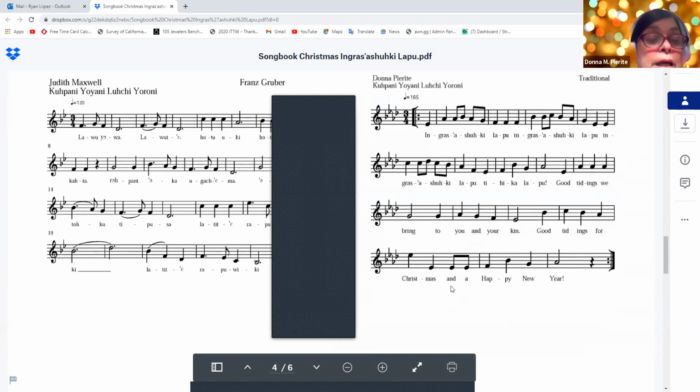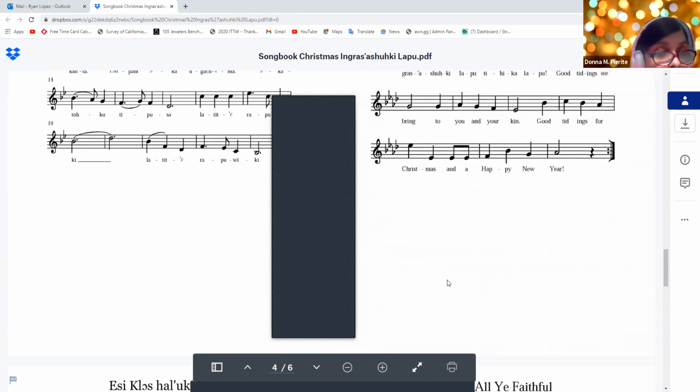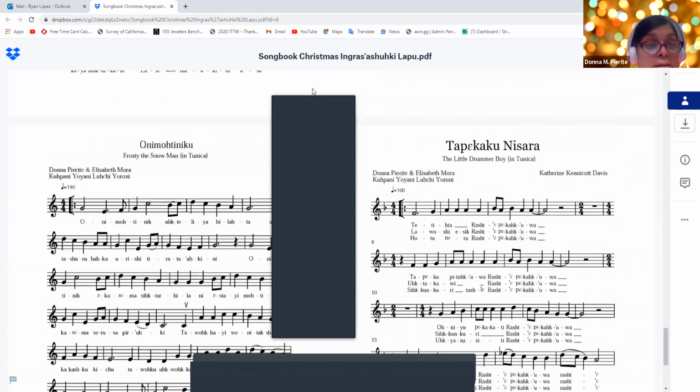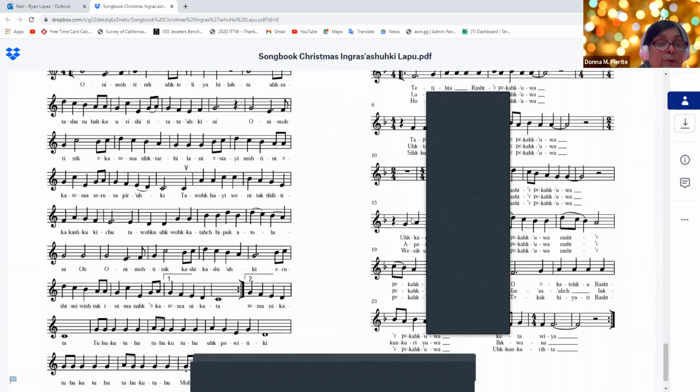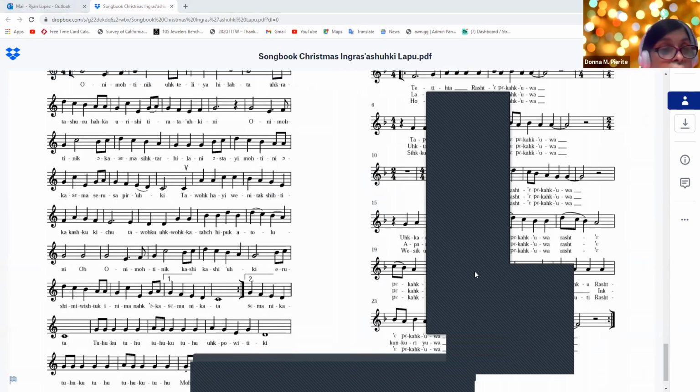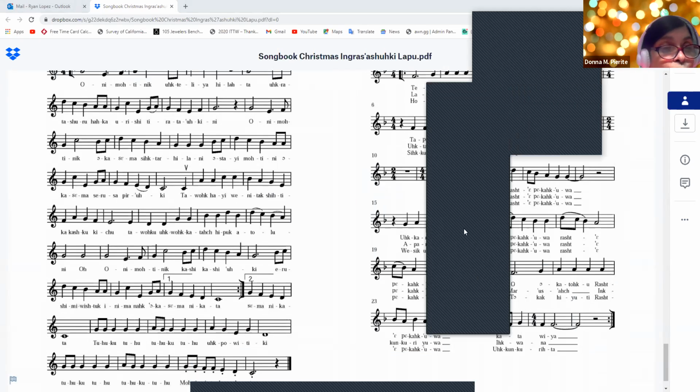Now I'm gonna go to Onimotinik. I'm gonna try. And then Ainsi-Close. Okay, that's really very, ooh, let's see. Okay, I'm trying to see, it's kind of small for me, even though I have reading glasses, but I can try.